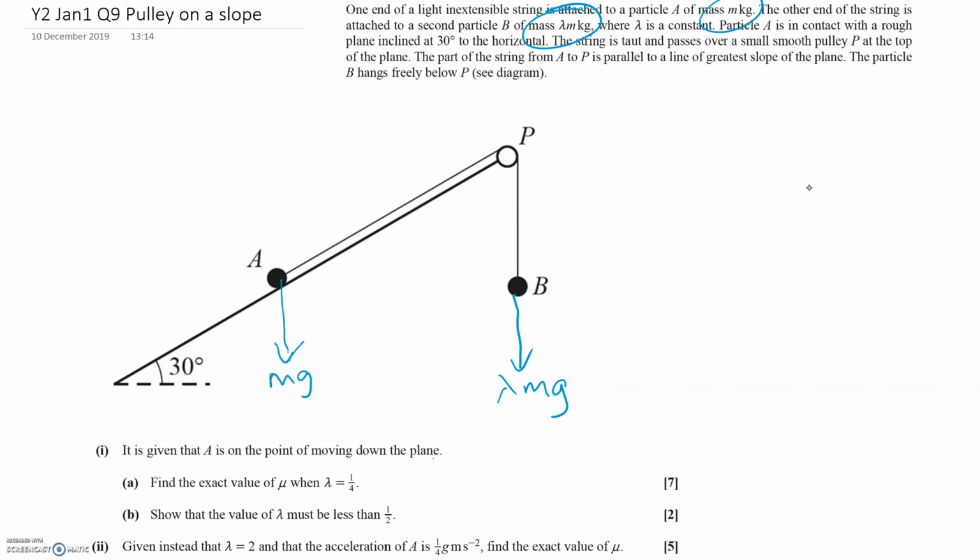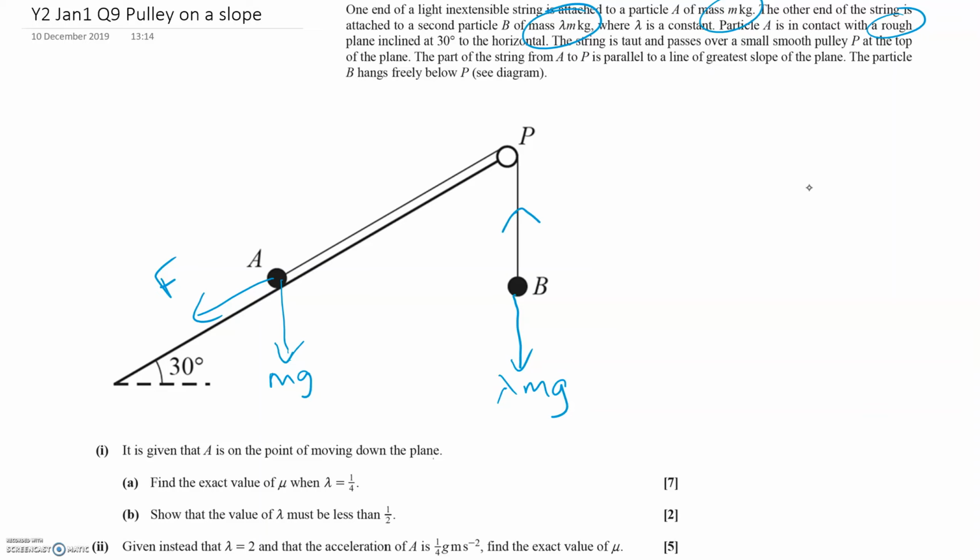Okay, particle A is in contact with a rough plane inclined at 30 degrees. Now, because it's rough, that means there's going to be friction acting, friction opposing the motion of A. And so I'll just highlight that. The pulley is smooth, so no forces acting on the pulley, no restrictive forces. And this last bit, we don't really need in terms of sketching our diagram.